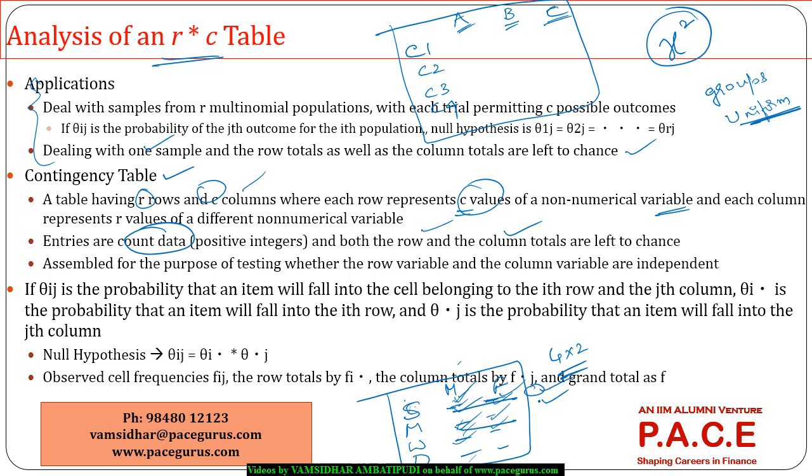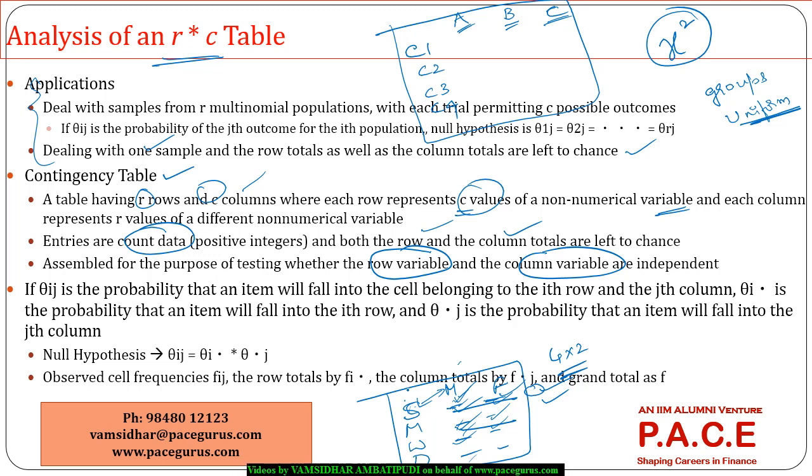So they may very much vary. And these are assembled for the purpose of testing whether the row variable and the column variable are dependent. So is there any kind of dependency between gender and marital status? When I look at the number of people in each of the groups, is it like the gender, males and females, are uniform across all the marital statuses, or is there a bias?